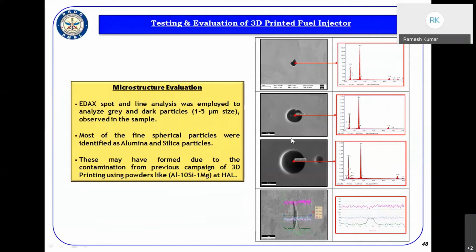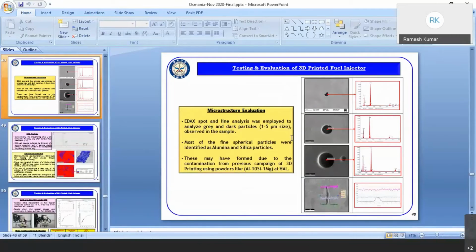Then we have carried out the EDS spot analysis. We have seen that the spots visible as impurities are majorly alumina and silica particles. But iron 709 did not have any alumina, neither alumina nor silica.